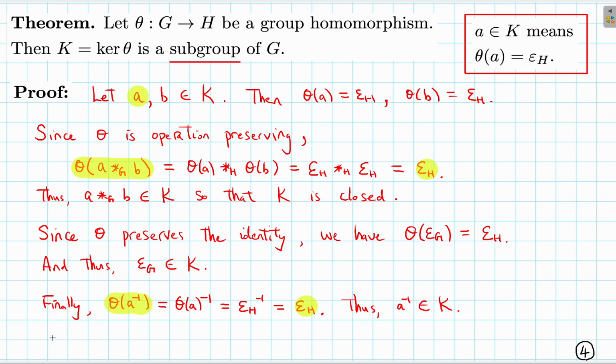And so we can put a bow onto this proof and say, hence, K is a subgroup of G. And that's the end of our proof.